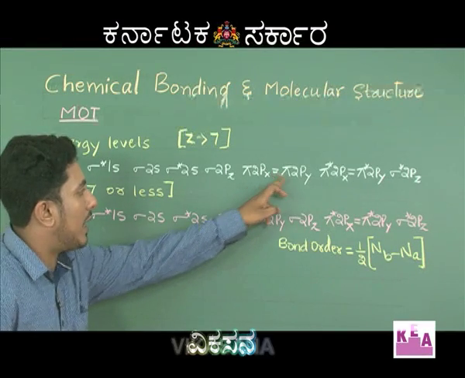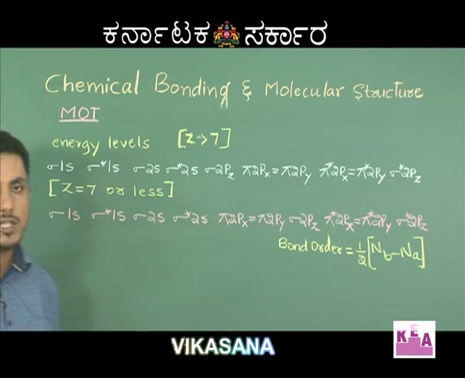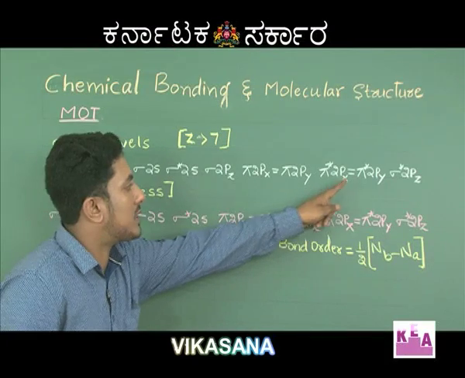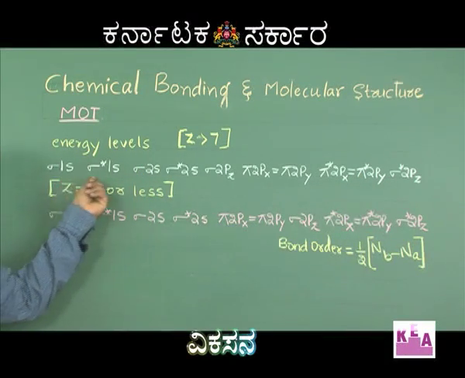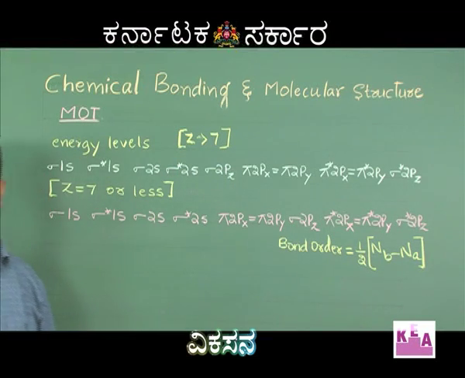Then pi 2px and pi 2py both have the same energies. Next come pi star 2px, pi star 2py and sigma star 2pz. So this is the arrangement of molecular orbitals according to their energies.